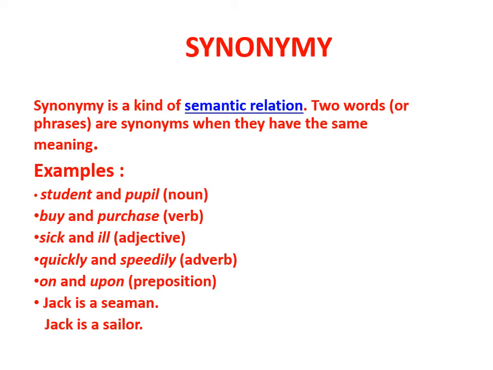Synonymy is a kind of semantic relationship. Two words or phrases are synonyms when they have the same meaning, only the same meaning, but not the same use or usage. Actually, there are no two exactly the same words. They have different use, although they have the same meaning, like student and pupil, for example.